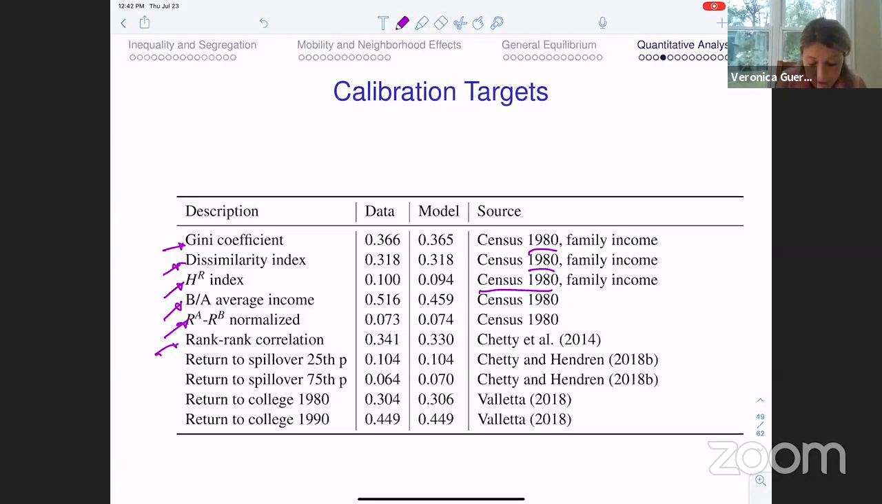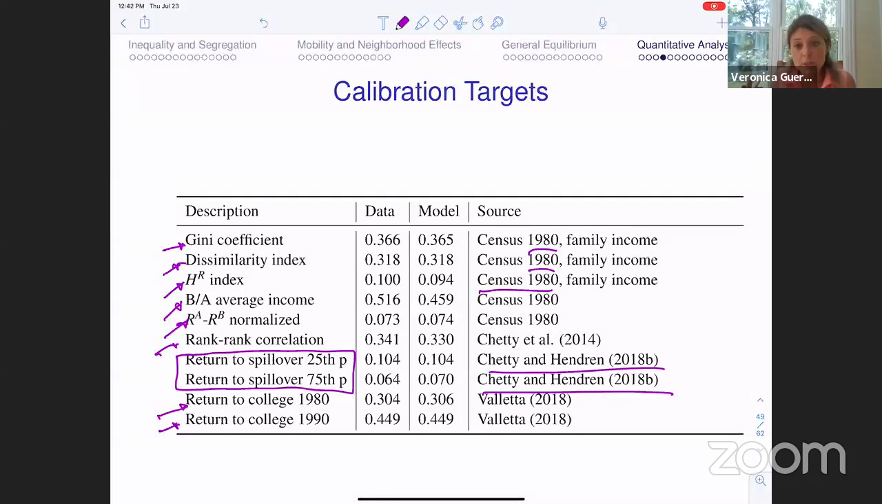We target the rank-rank correlation, take the number from Chetty, and then this is the important part. Well, we target the return to college, the skill premium in 1980-1990, as I mentioned, to estimate the size of the shock. And then this is the important thing. We are going to use Chetty and Hendren to try to discipline the wage function, the strength of the spillover in affecting the income of the kids.